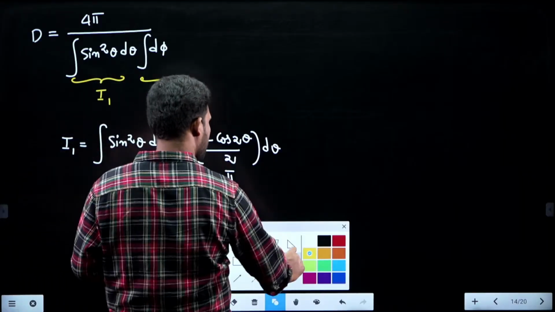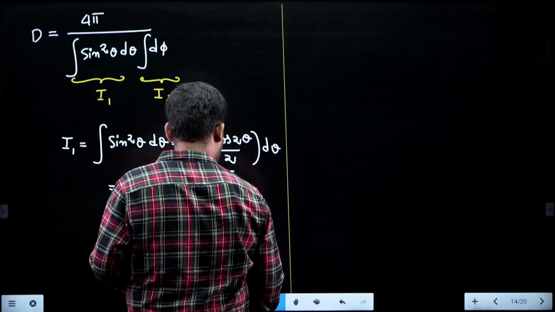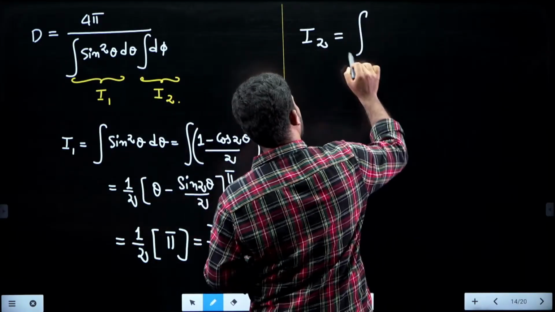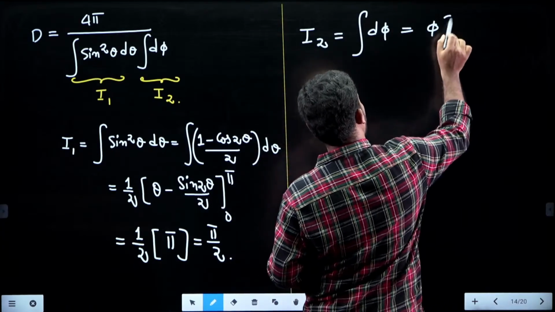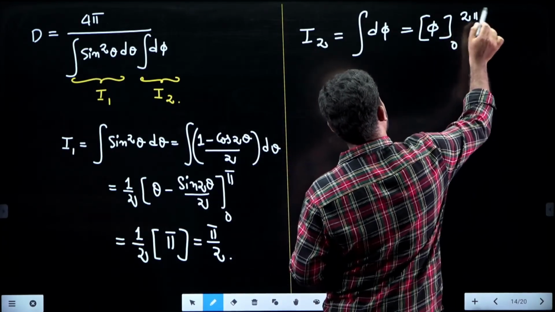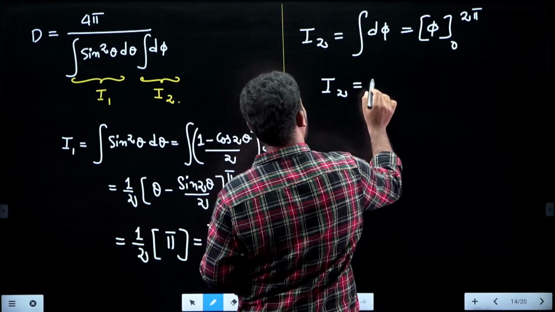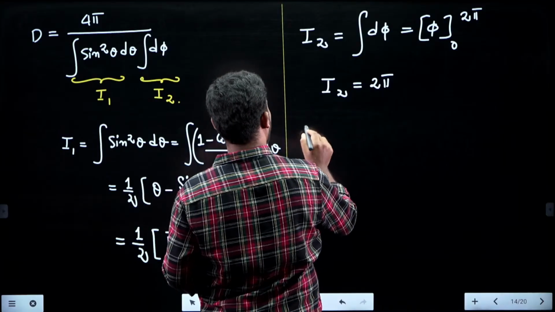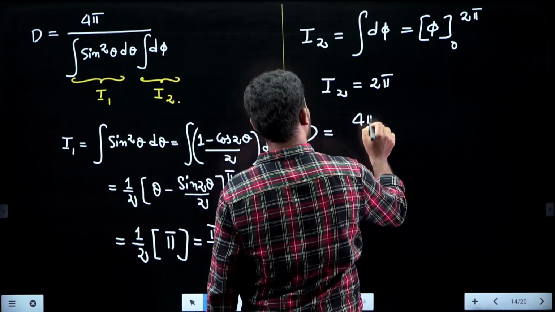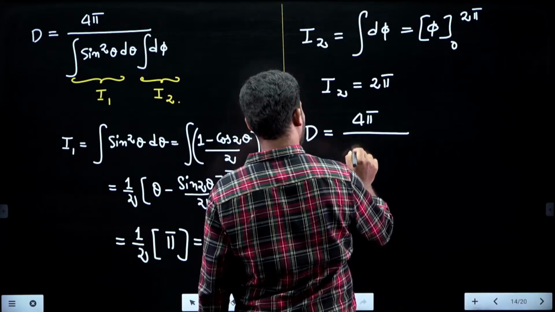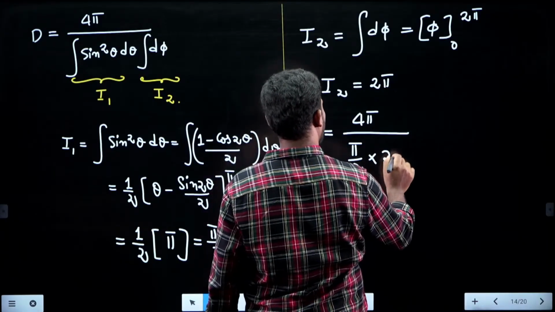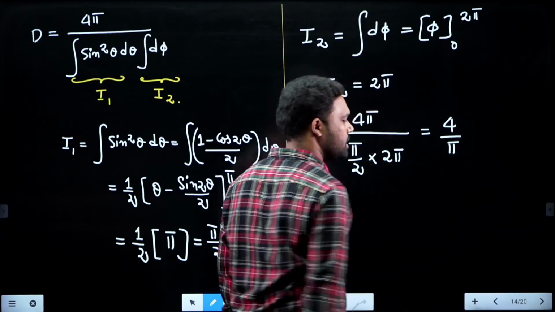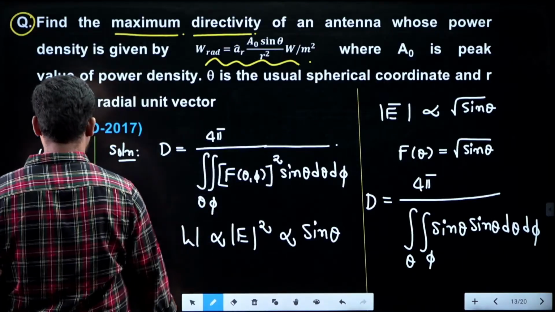Okay, guys. That is the integral I1. What is the integral I2 then? Integral I2 is d phi, which is phi. Phi limits are from 0 to 2 pi for the spherical coordinate system, full limits. So, I2 is equal to 2 pi. Okay. So, bring everything and substitute there. How much is the directivity? D is equal to 4 pi divided by pi by 2 into 2 pi, which is nothing but 4 by pi. Directivity is a unitless quantity. So, what is the answer here? Option A is the answer.